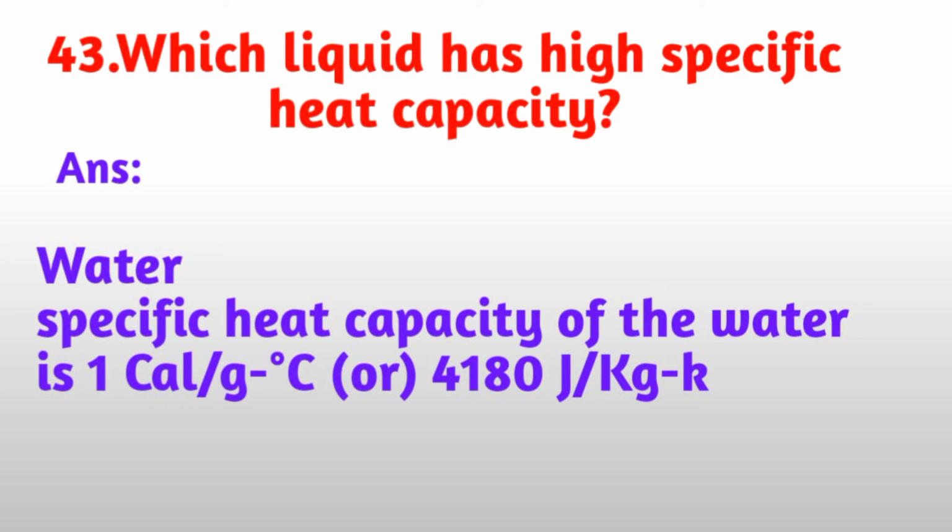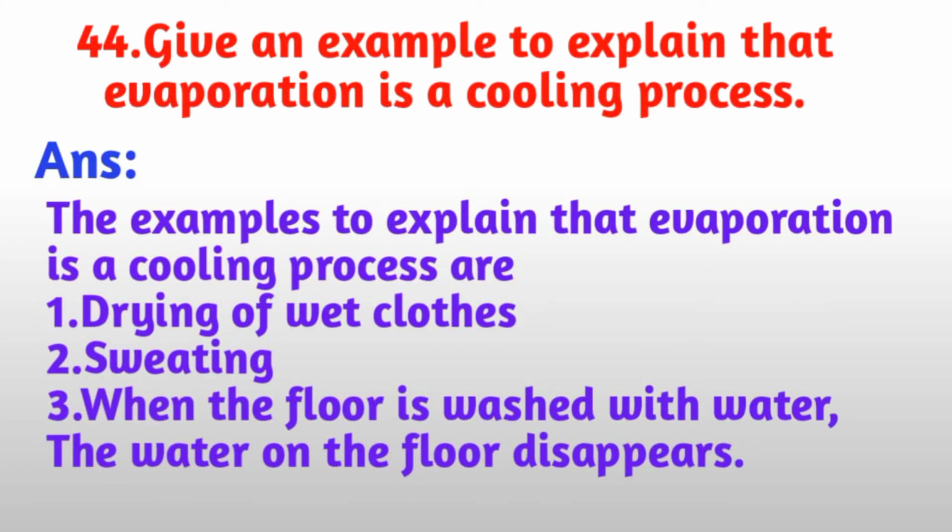Which liquid has high specific heat capacity? Answer: water. Specific heat capacity of the water is 1 calorie per gram degree Celsius or 4180 joules per kg Kelvin. Give an example to explain that evaporation is a cooling process. The examples to explain that evaporation is a cooling process are drying of wet clothes, sweating. When the floor is washed with water, the water on the floor disappears.